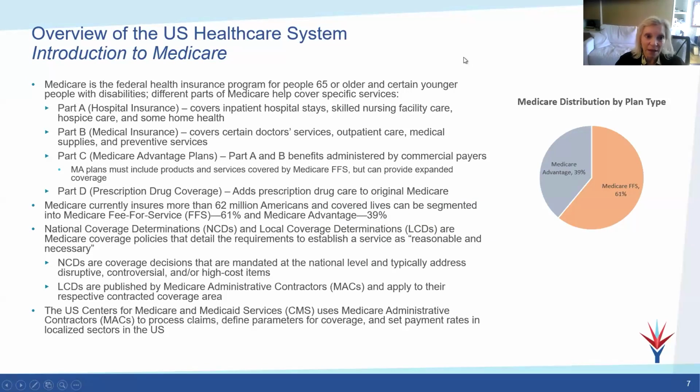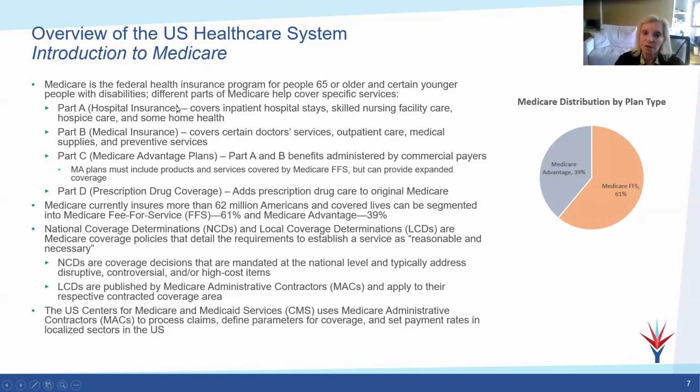So speaking of Medicare, you probably know that it was a federal mandate that began in 1965. It's the federal health insurance program for people 65 and older. So it's funny that it started in 65. It's for patients 65 and older, and also certain younger people with disabilities and end-stage renal disease. There are 4 parts to Medicare.